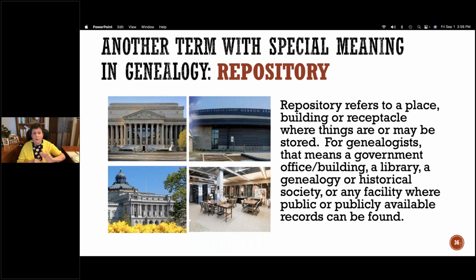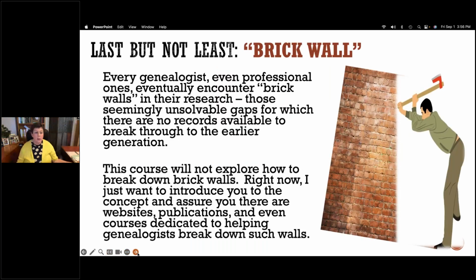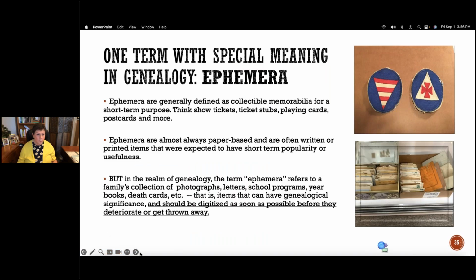So on the left, of course, is the U.S. Archives and the Library of Congress, the Jefferson Building. On the right top is the Boone County Library, the Hebron branch, and on the bottom is the Kentucky Gateway Museum Center in Maysville, Mason County, Kentucky. Oops, let's go back. Let's go forward.